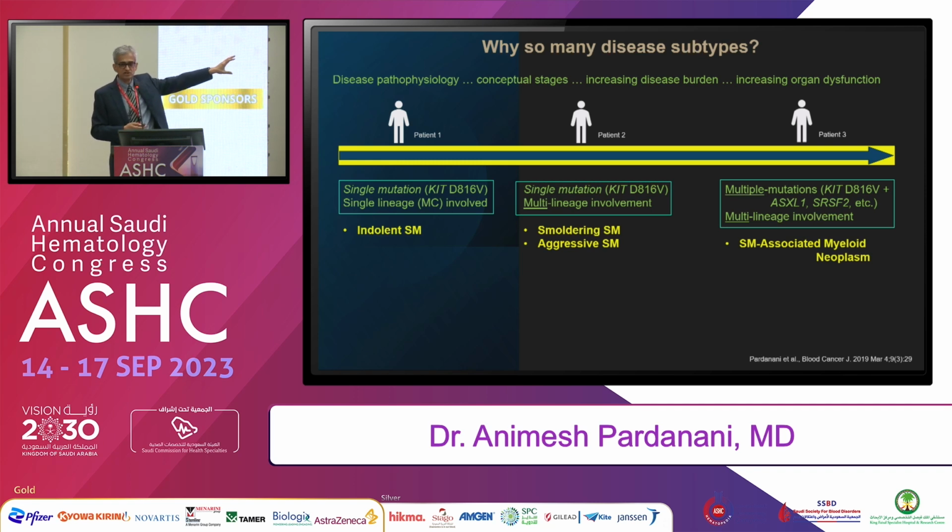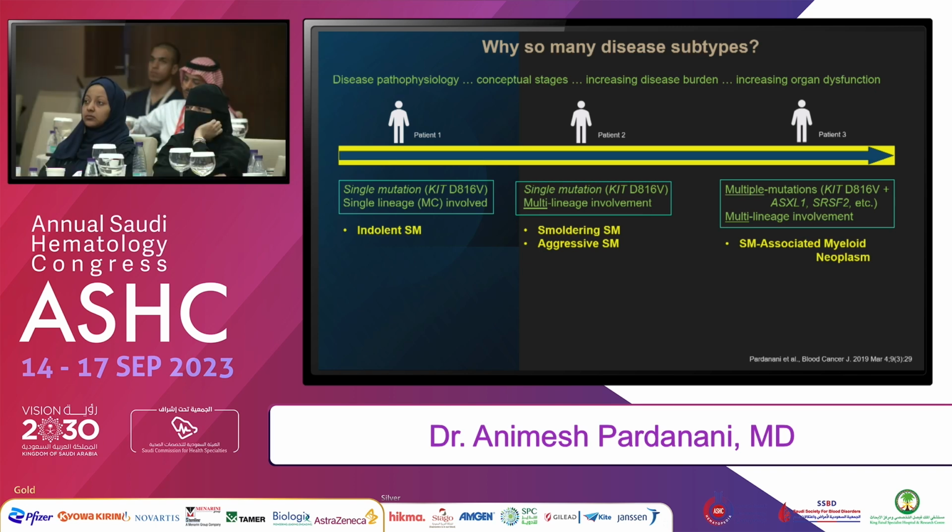In contrast, if you consider patient two, that patient still has just that one single KIT mutation, but now you have multiple hematopoietic lineages involved. And this is a patient more likely to develop smoldering mastocytosis or even aggressive mastocytosis. The extreme is patient number three, where you have multiple mutations, so KIT mutations and other mutations, and also multiple lineages involved. And this is the patient who will develop mastocytosis with an associated myeloid neoplasm. So again, these are hypotheses. These are one way to think about the disease.